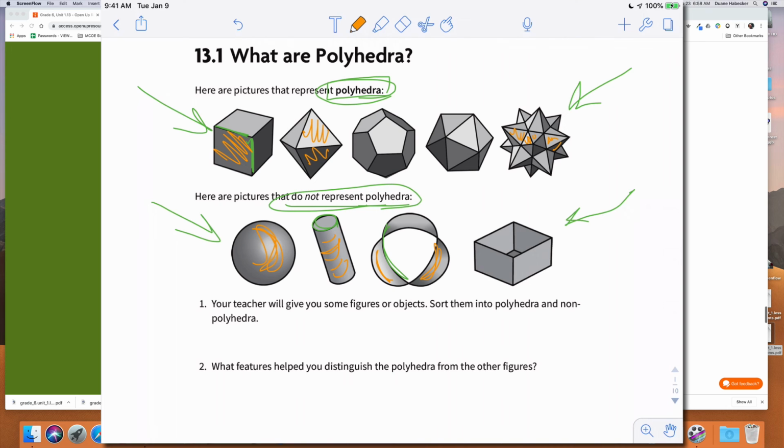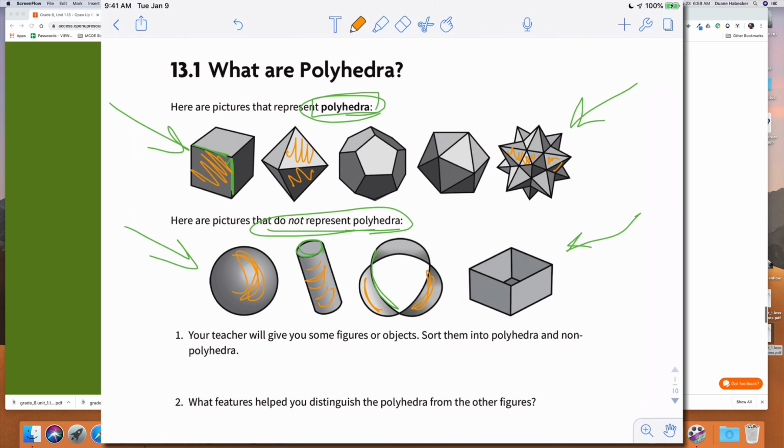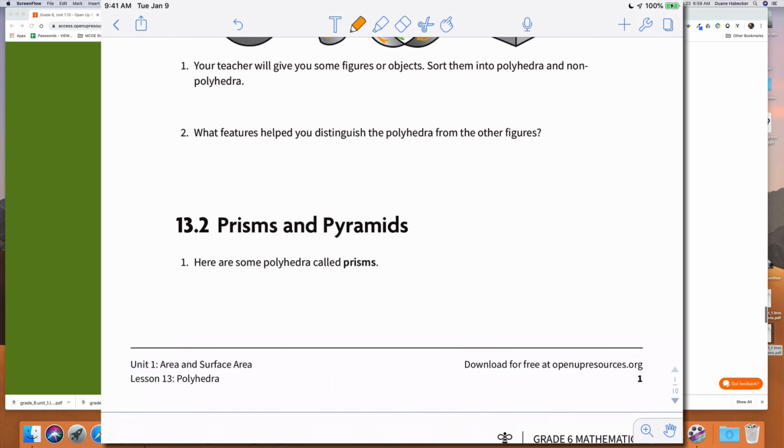And then the last thing that we notice is that all of the polyhedra are closed figures, but this box is an open figure. So that's basically the kinds of things we're going to be noticing.